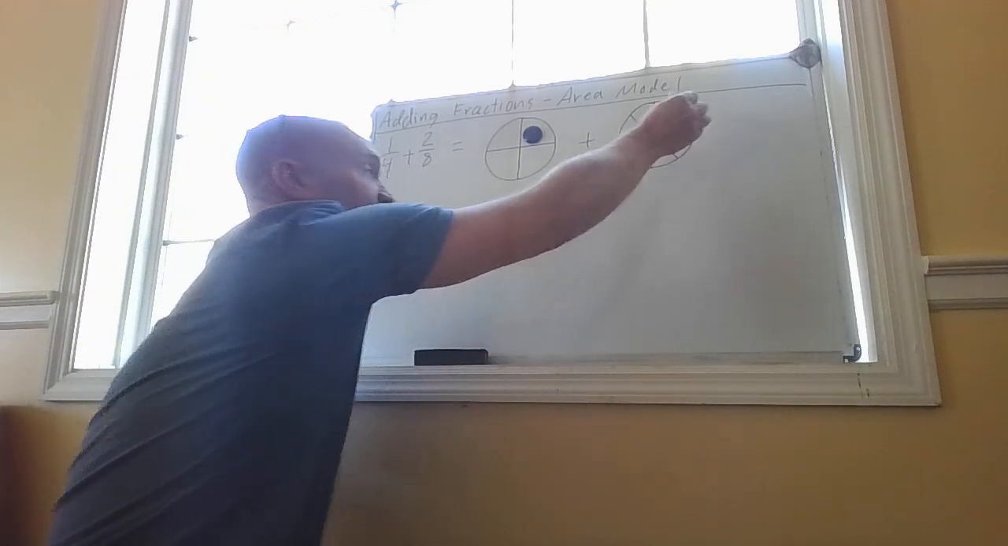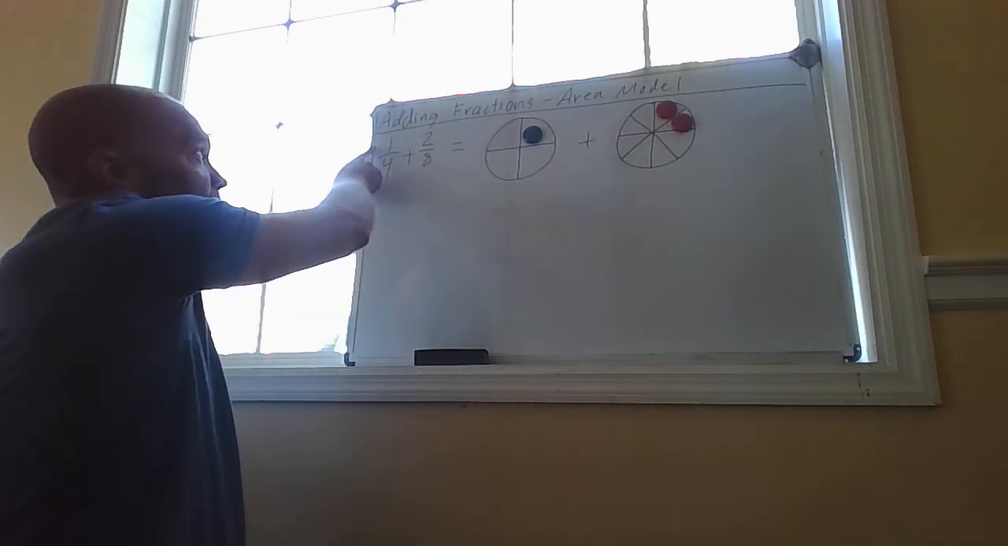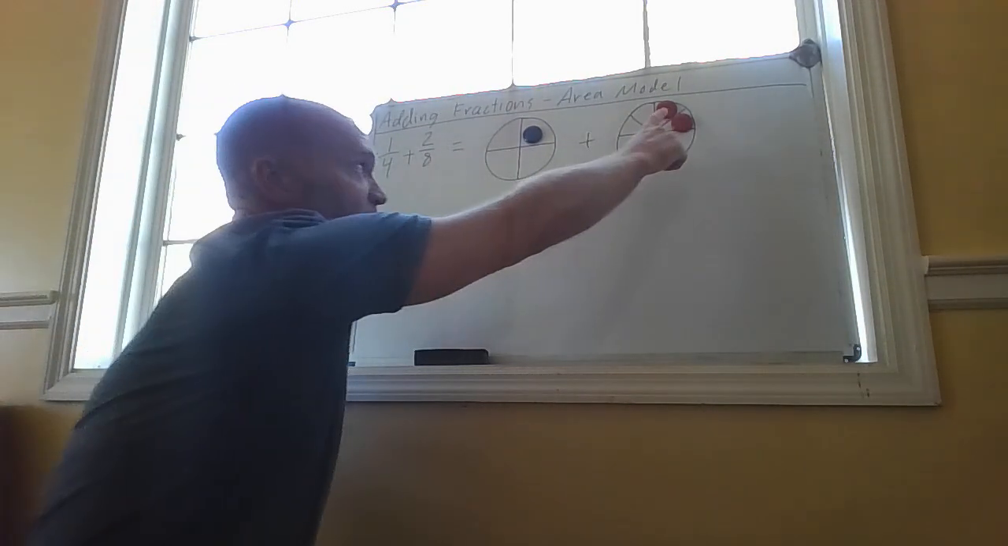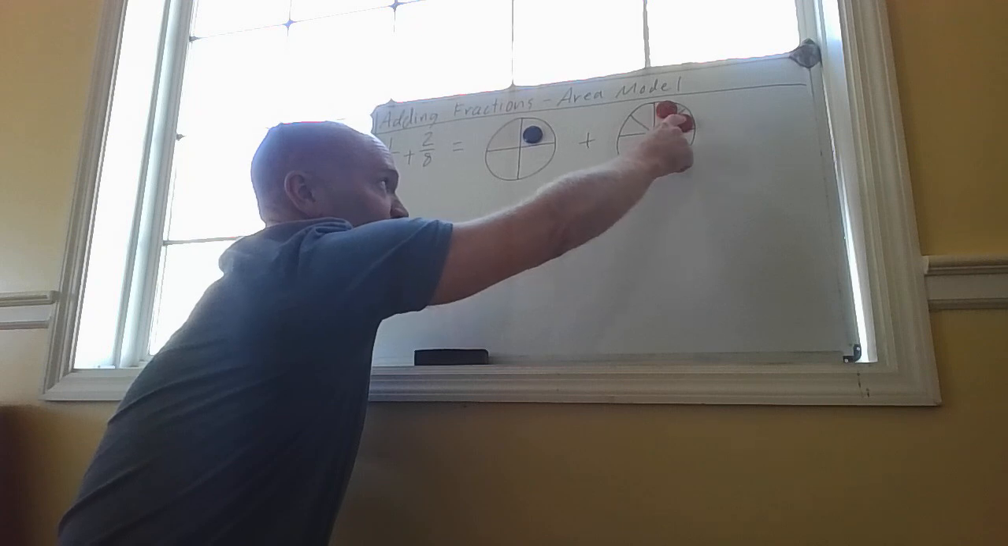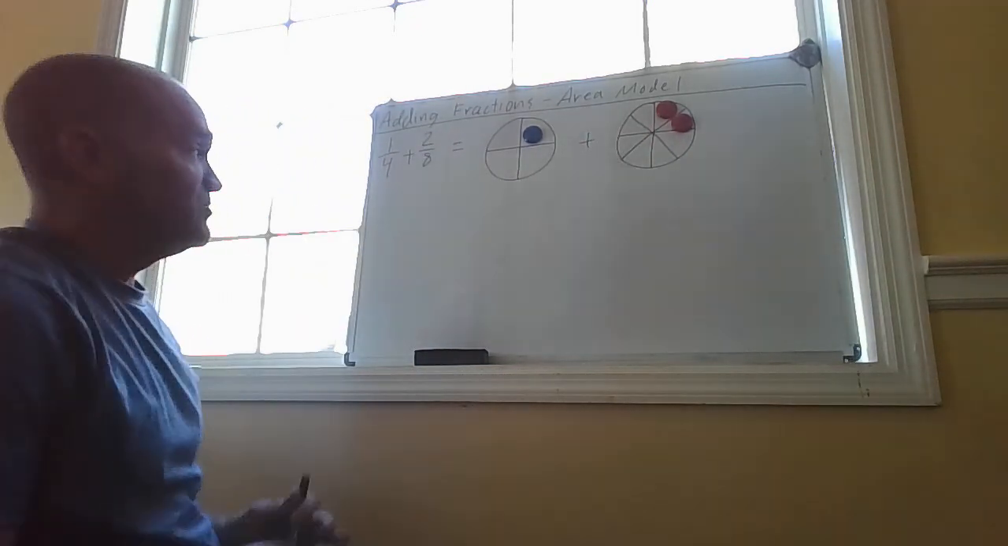And so now I can see that I have 1 out of 1, 2, 3, 4 of those sections. Over here, I have 1, 2 out of 1, 2, 3, 4, 5, 6, 7, 8. So that represents my 2 and my 8.